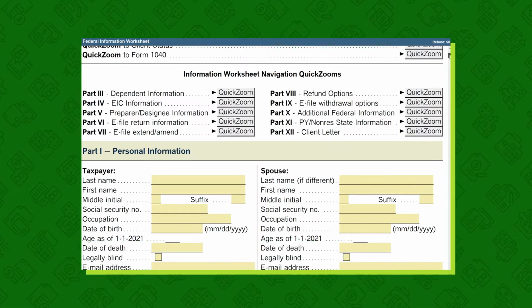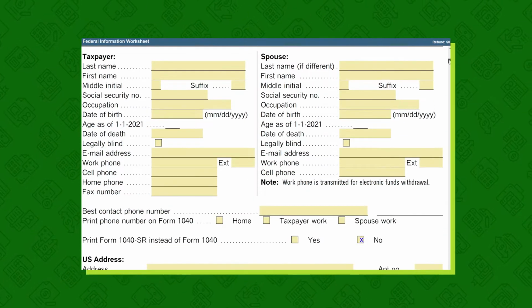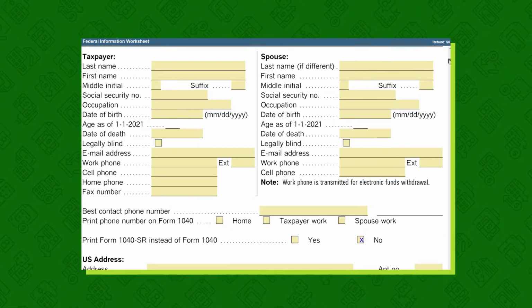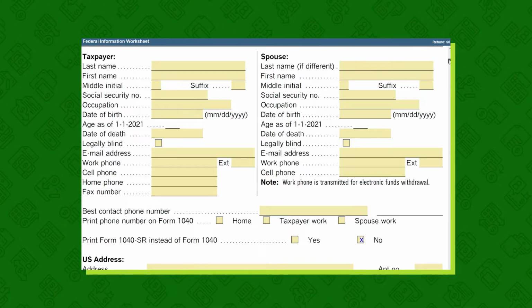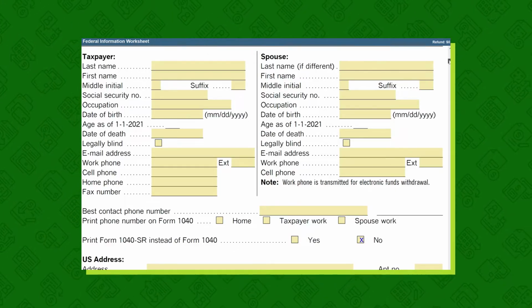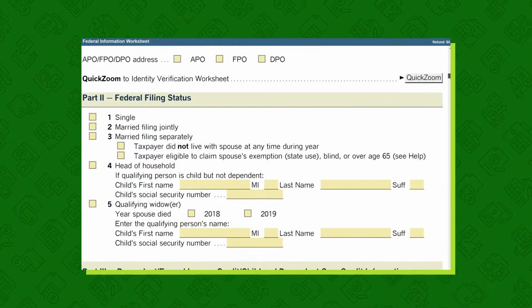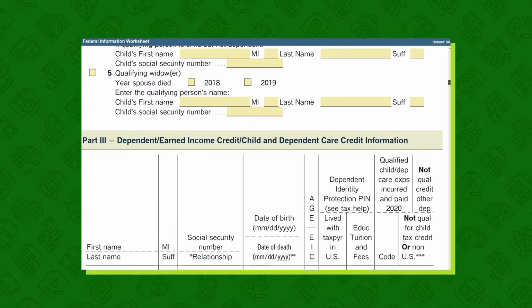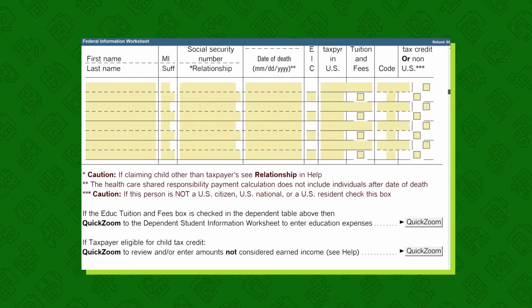So you're going to need to answer questions like, okay, what's your full name? When were you born? What's your social security number? Where do you currently live? Are you married? So what is your filing status? Like, are you married, single, etc.? Do you have any children or other dependents, and so on? This helps the IRS determine, okay, who you are.